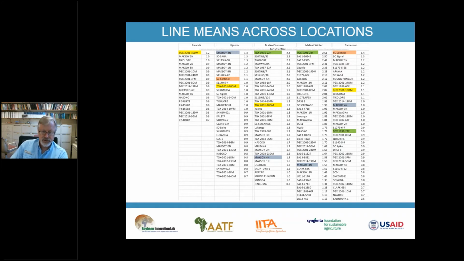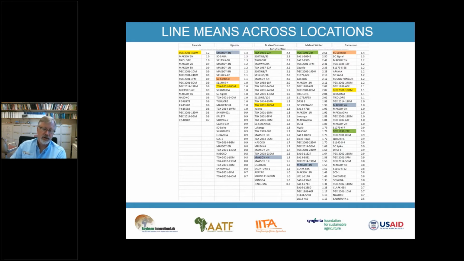In Uganda, it was 10th. In the Malawi summer test, it was 15th, and in Cameroon, it was 11th. So this shows that this line is reasonably well adapted across countries. It was in the upper half for yield in all the countries it was tested.